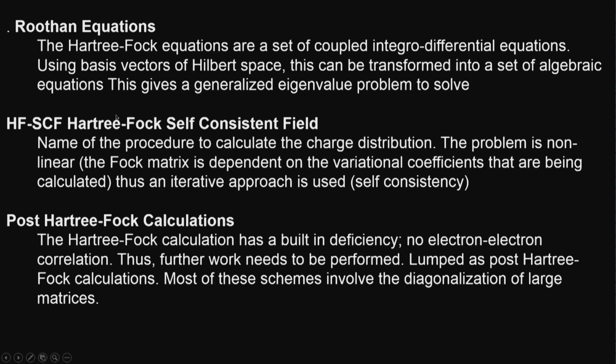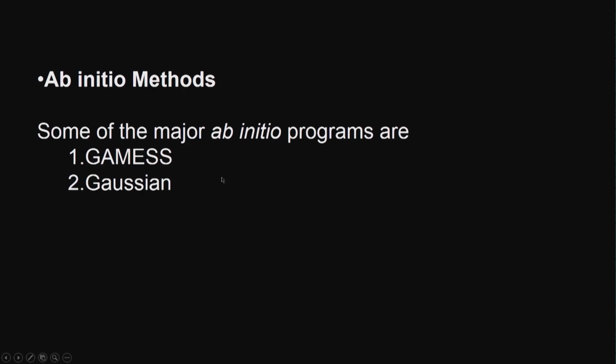The Hartree-Fock calculation has a built-in deficiency, no electron-electron correlation, thus further work needs to be performed. So, these are lumped as post Hartree-Fock calculations, most of the schemes involve the diagonalization of large matrices. So many different types of approximations are done to make it easier. For the ab initio methods, GAMESS is one software, another one is called Gaussian. If you are planning to use ab initio, these are the two softwares you will come across.